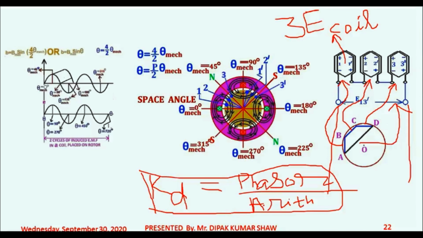That arithmetic sum into Kd is your phasor sum. So you multiply this thing by Kd, that means the distribution factor. So you get the EMF induced in the series connected coils which are distributed over the stator periphery or rotor periphery. We have already derived the expression for EMF induced in a single coil.